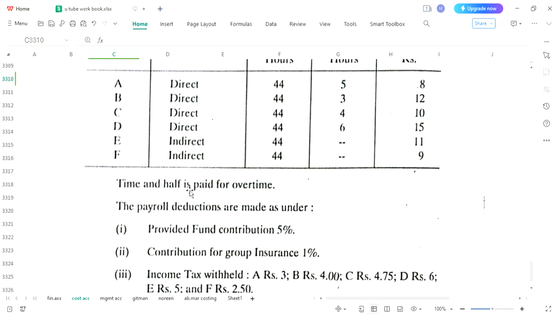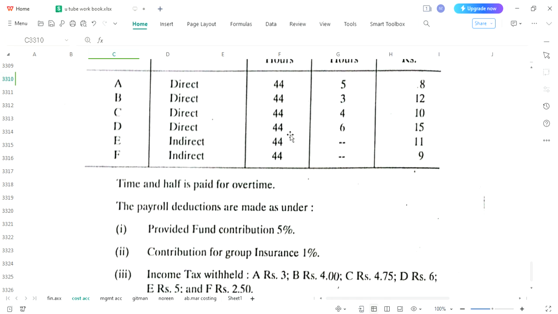Time and half. What does that mean? Time and half means full payment would be made as well as 50% would be added. It means 1 plus 0.5, which is 1.5. Time and half means the original payment, 100%, would also be made, and half means 50% would be added to it. It means 100 plus 50%, 150%. In both options, either you can take 1.5 or you can take 150%. What I said, time means 1, half means 0.5. When you add both, it would be 1.5.